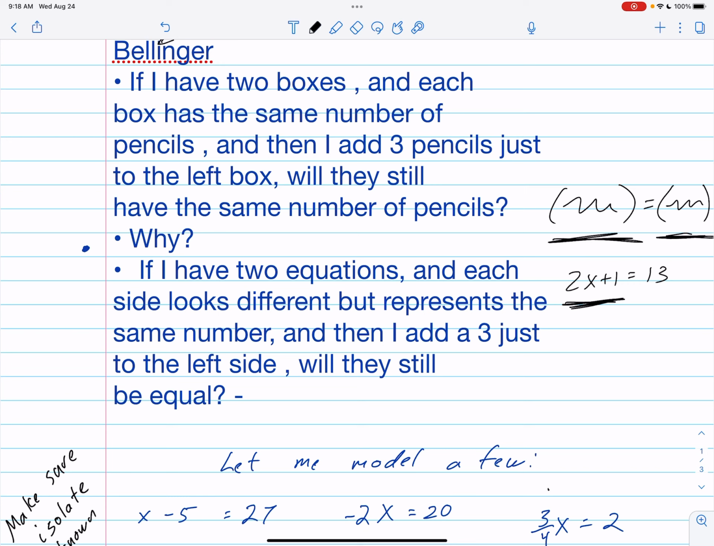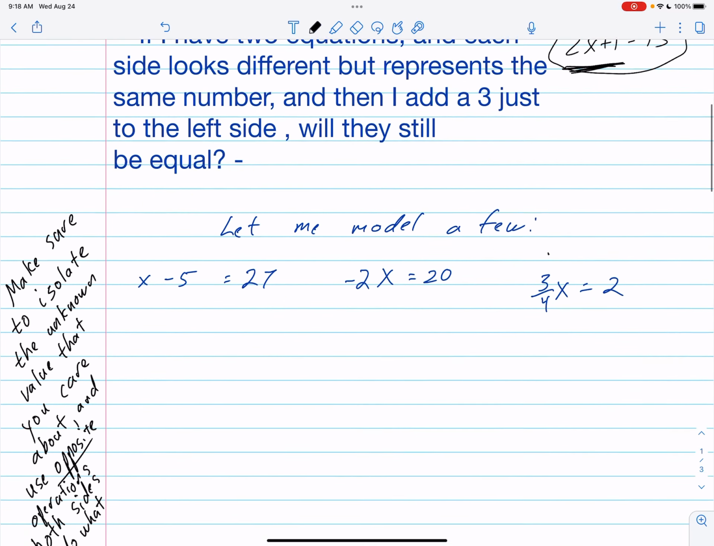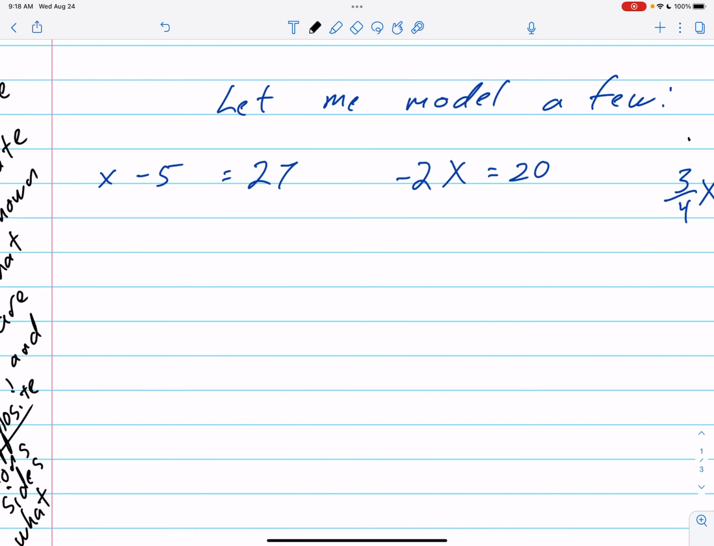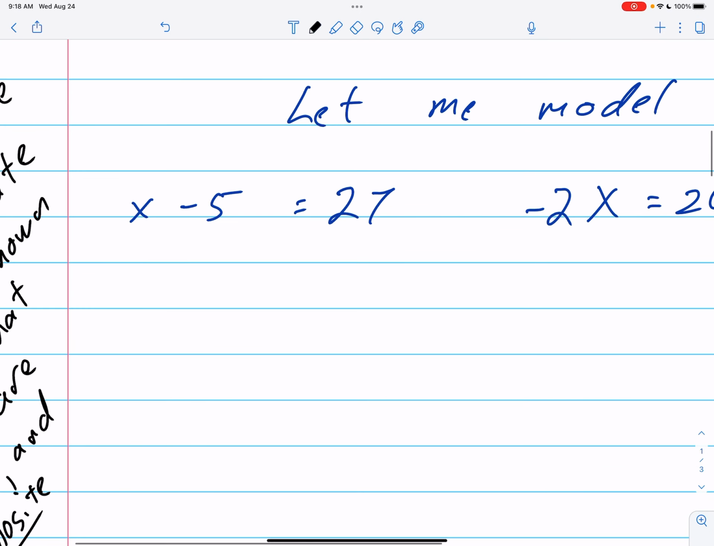So when I have the second part of the bell ringer, if I have two equations and each side looks different but represents the same number, and then I add 3 to just the left side, will they be equal? No. When the equation sits like this, we assume that it's true. We assume that the left and the right side are the same thing, just written differently. So if we change just the left side without changing the right side the same amount, then obviously we've broken our equation. We've made it a non-equivalent equation. So I'm going to model a few things about solving these and talk about what we need.